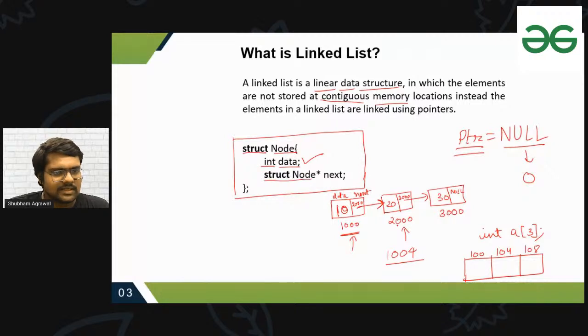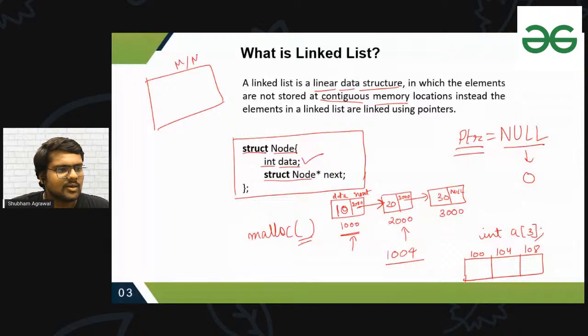We will see how we can create a node in a linked list. We will use functions like malloc and calloc, which can return any address, and that address we will store in the next pointer. Suppose this is our main memory. If one node is present here, then the second node can be present here and the third node here, and they are pointing to each other.